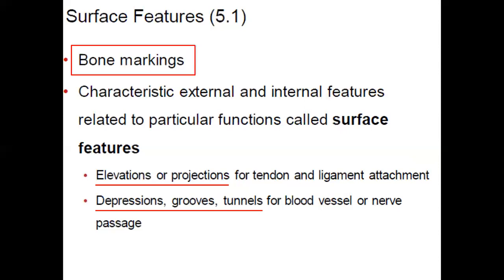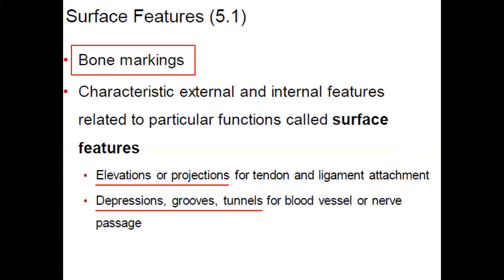So around any joint, you've got both tendons and ligaments that help stabilize and create that joint and allow that joint to move. Remember, tendons connect muscle to bone, and tendons attach on one end to muscle and on the other end to an elevation or a projection on a bone. So we're going to talk about some of these elevations and projections that tendons or ligaments specifically attach to. You'll be able to identify a lot of these.